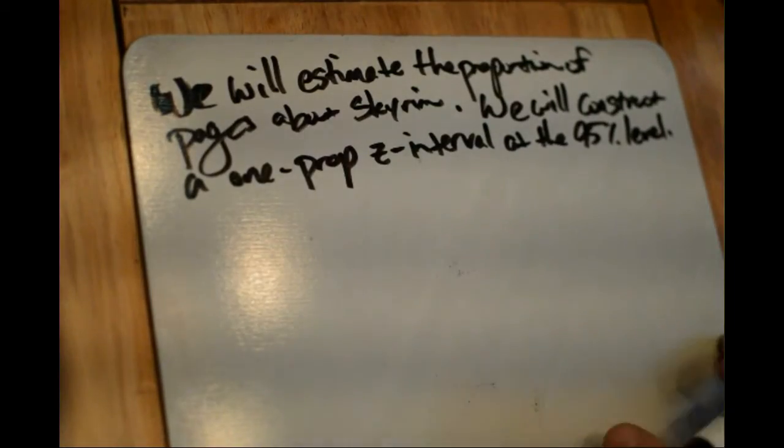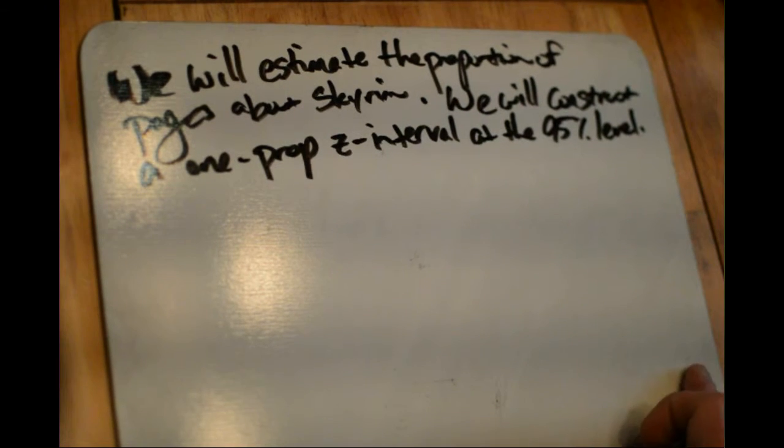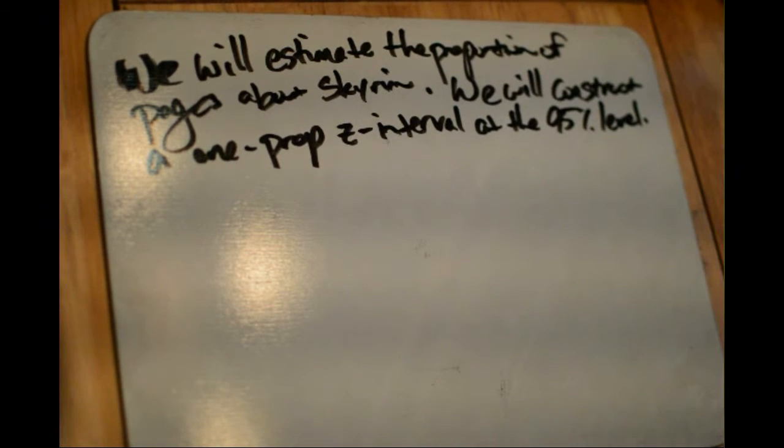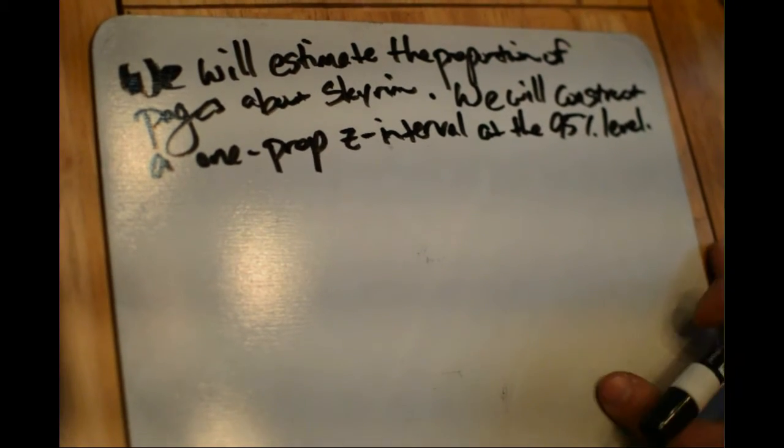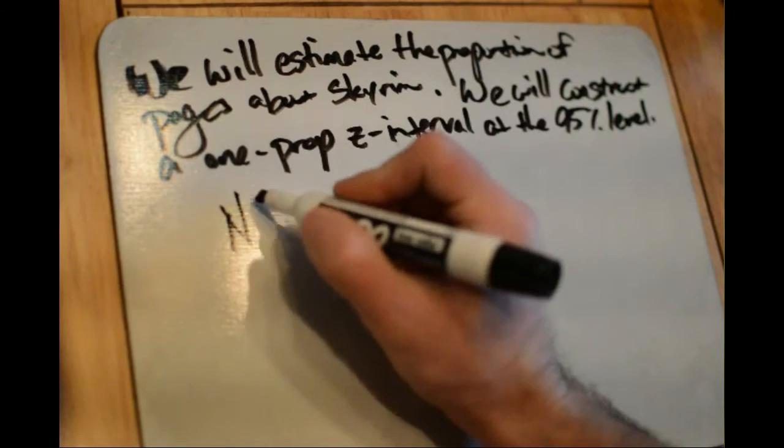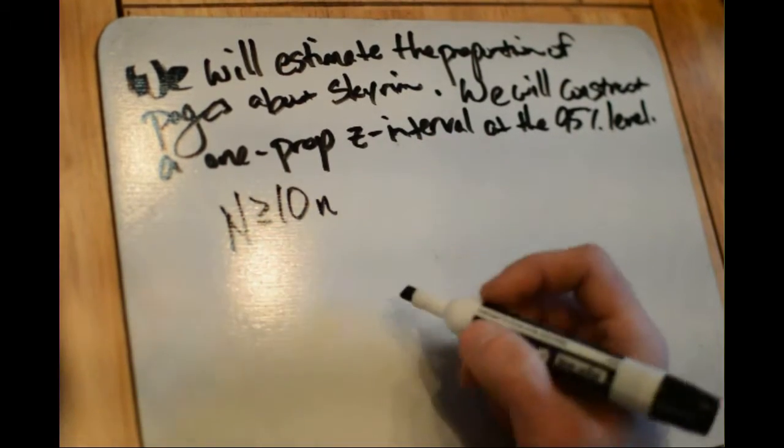We're also going to add in there that we're running this at the 95% confidence level. So there's step 2, explaining what procedure we're going to run, and now we need to show that the conditions are met to do that. So the first condition is that the population has to be greater than or equal to 10n.